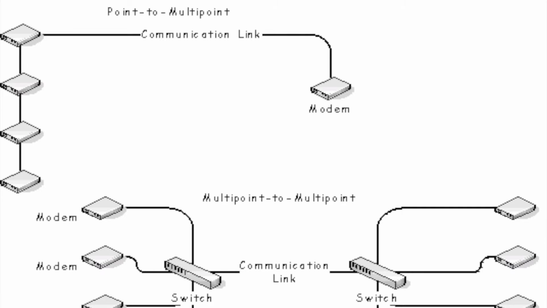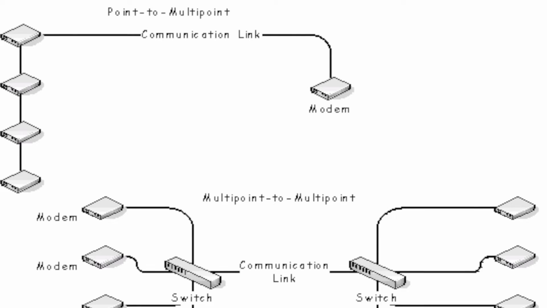Circuit configuration is the basic physical layout of the circuit. There are two fundamental circuit configurations, point-to-point and multi-point. In practice, most complex computer networks have many circuits, some of which are point-to-point and some of which are multi-point.